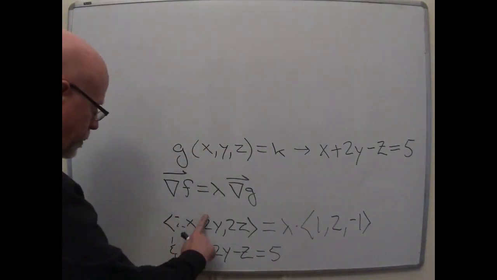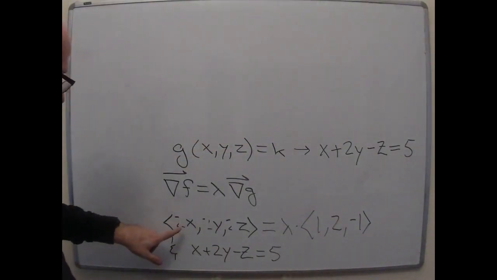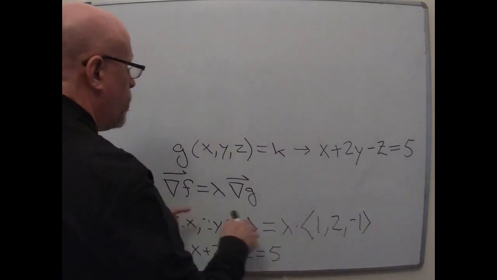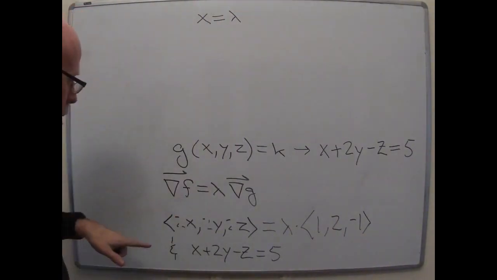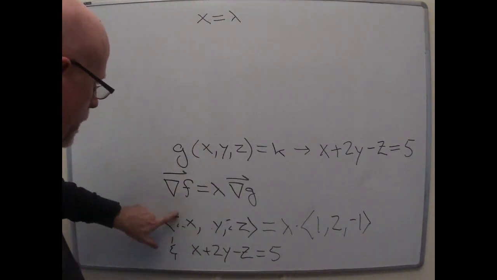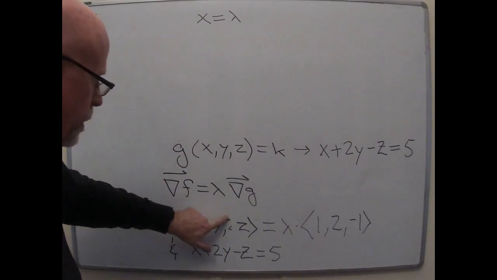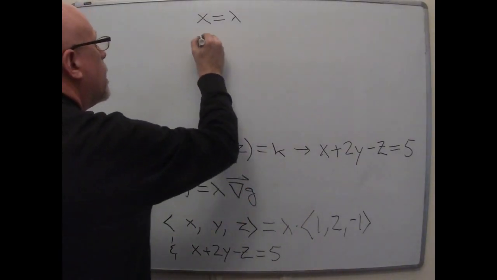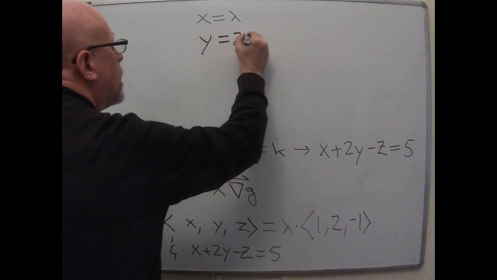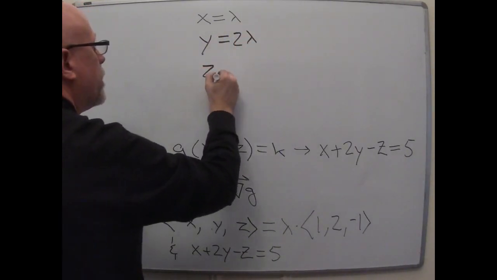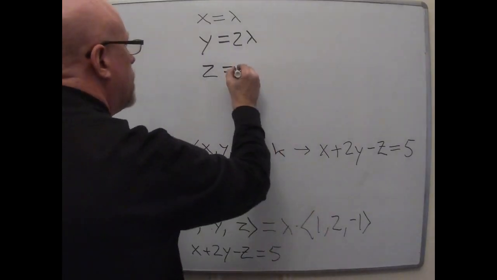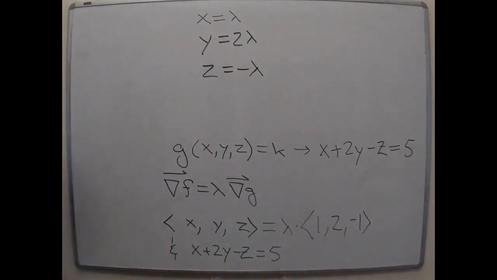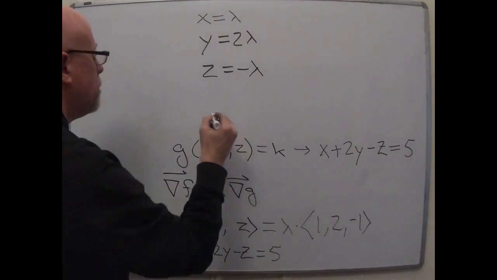So ditching these 2's, the first one is going to be x equals lambda times 1, or x equals lambda. The second one is going to be y equals 2 lambda. And z is going to be equal to negative lambda. So far, so good. And then x plus 2y minus z equals 5.